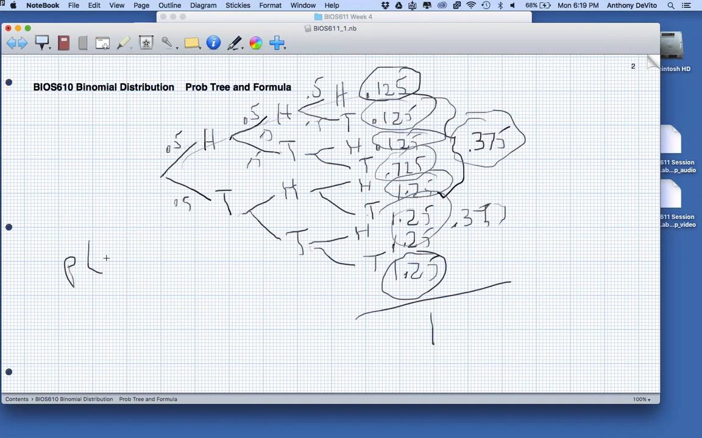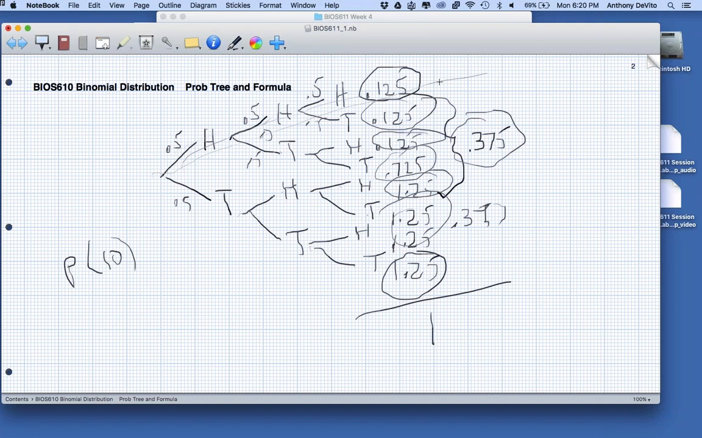Let's say 10 coins that are all heads. Well, it's going to be 0.5 times 0.5 times 0.5 times 0.5 times 0.5, right? Because there's only going to be 1 path for that, and all those probabilities are going to be multiplied. It's going to be 1/2 to the 10th power, okay?